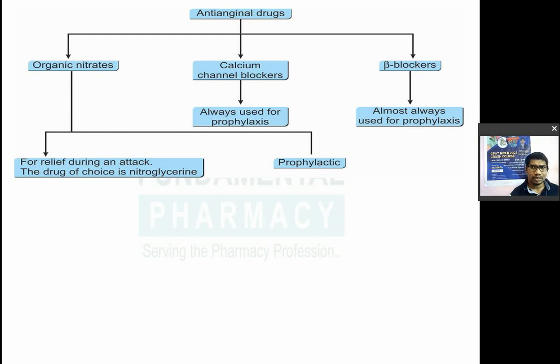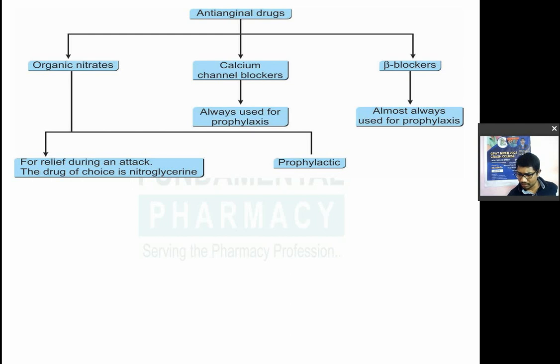Because there is an increased demand of myocardial oxygen and a decreased supply of blood, that's why you are suffering from angina. Your aim should be to dilate the coronary blood vessel. First aim should be to dilate the coronary blood vessel. Second aim, if there is any arteriosclerotic plaque, you have to remove that plaque.